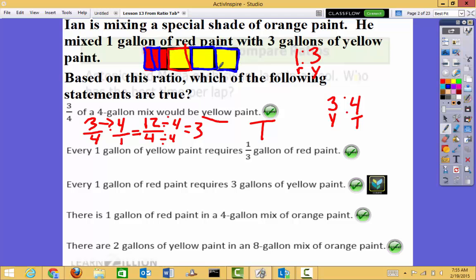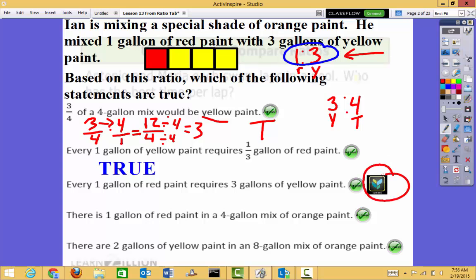If I add 1 more yellow, then I need to add 1/3. And look at that. I have 3 thirds red, 3 yellow. That's my original ratio I started with. So that part is true because they are equivalent. Let's look at this next one. Every 1 gallon of red paint requires 3 gallons of yellow. Well, that's my original ratio that I started with. Right here, 1 gallon of red, 3 gallons of yellow. 1 gallon of red, 1, 2, 3 yellows. So that part is also true.